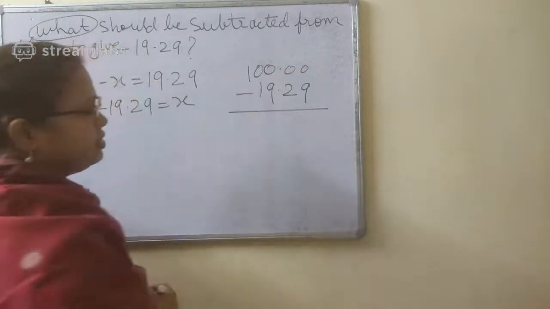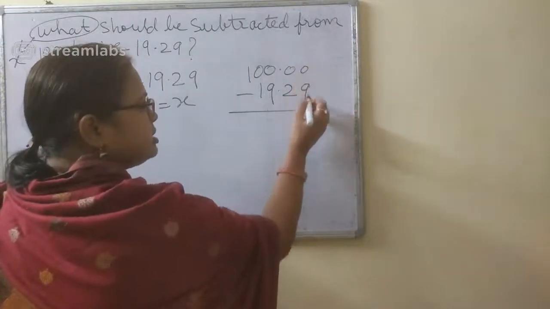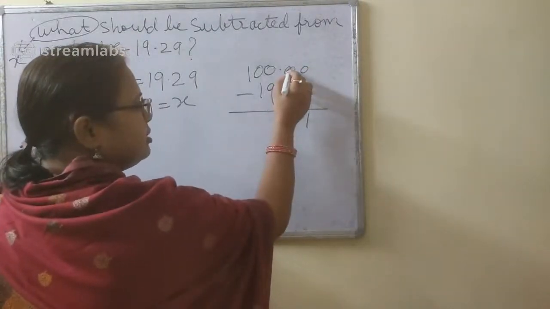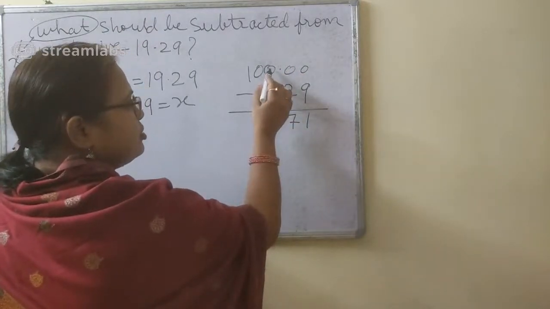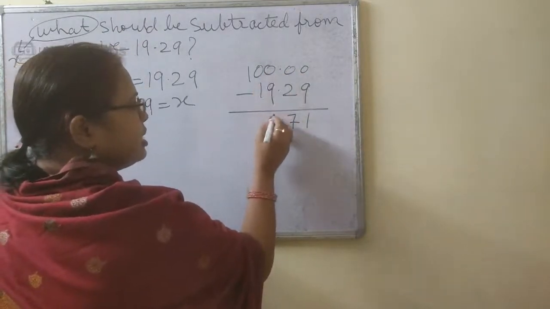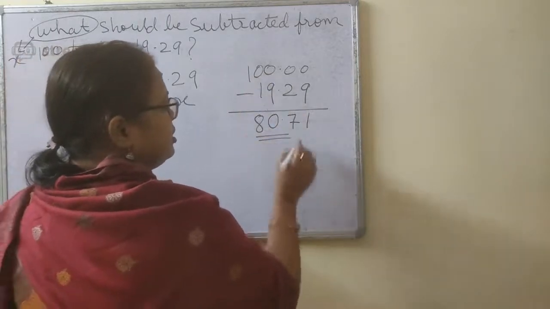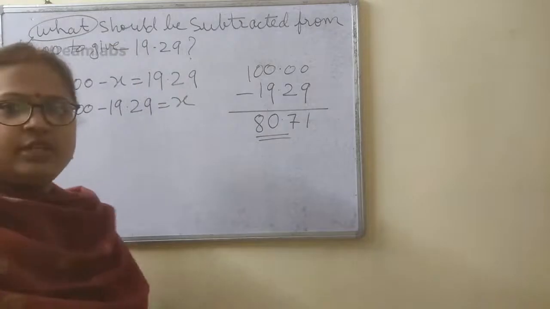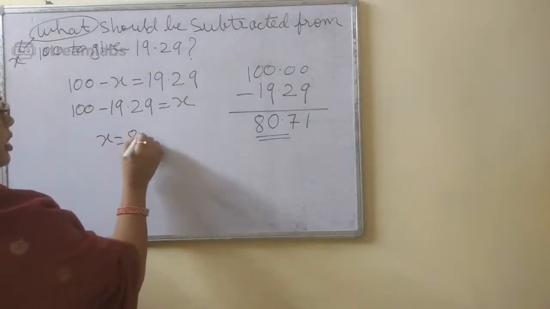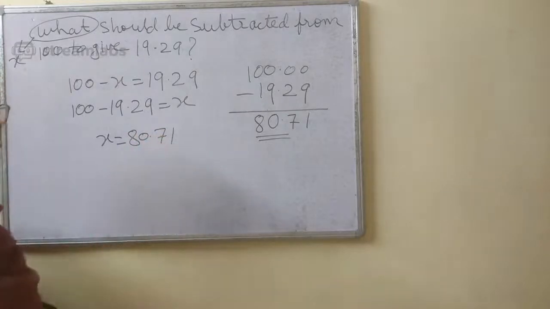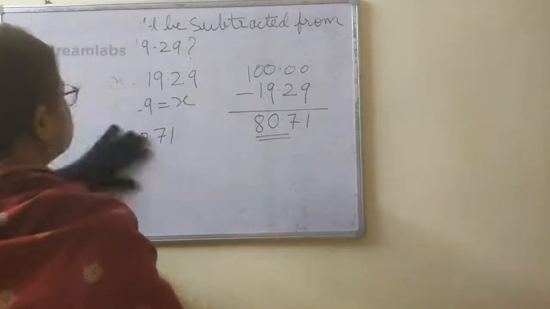Now subtract it. So again 0 is here, so it will become 10. 10 minus 9, 1. Here 9, clear? 9 minus 2, 7. Here also 9. 9 minus 9, 0. And here also 9. 9 minus 1, 8. So 80.71. So the final answer, the value of x will be what? 80.71. Okay. Now let's do the next question.